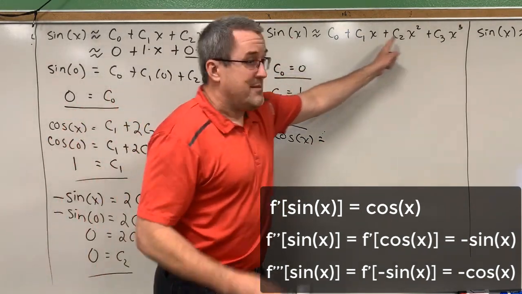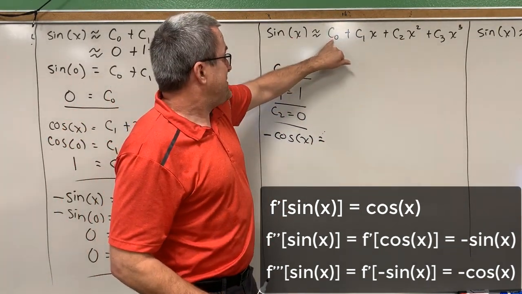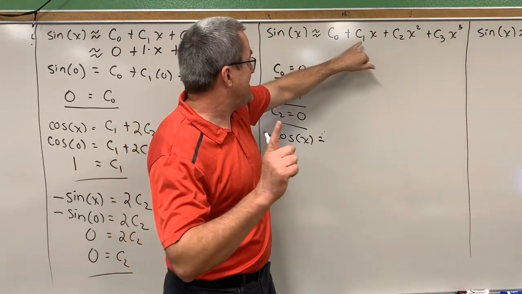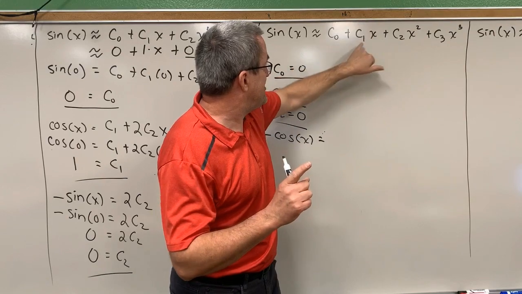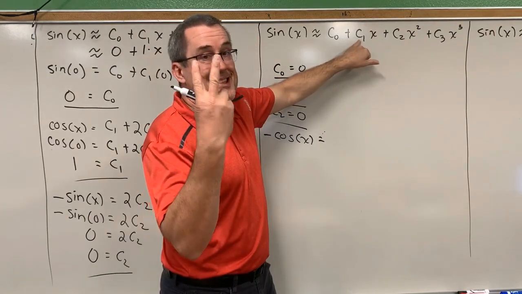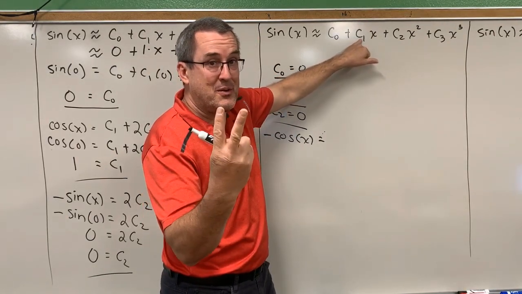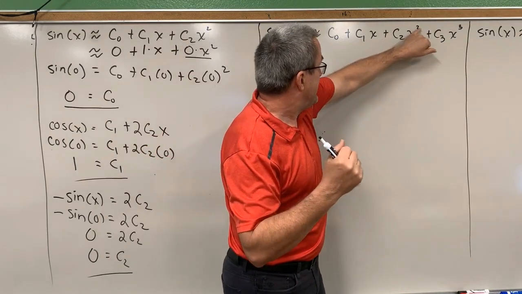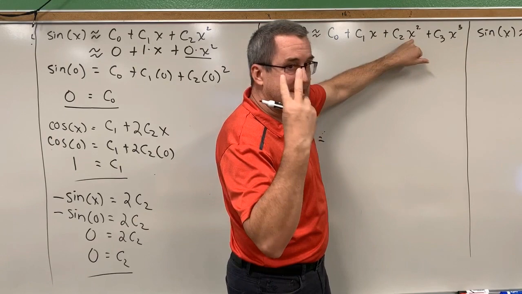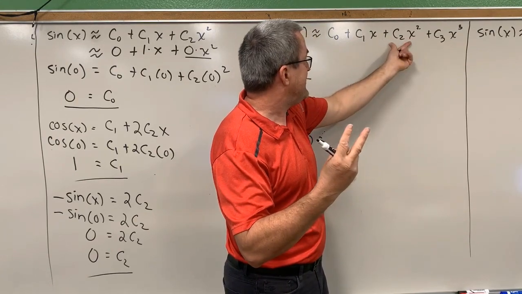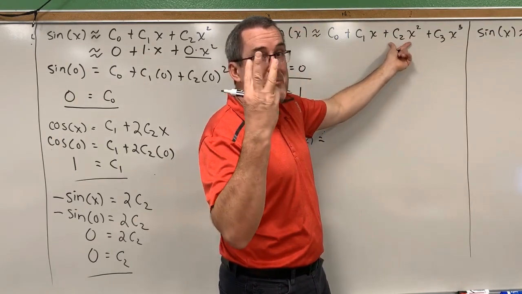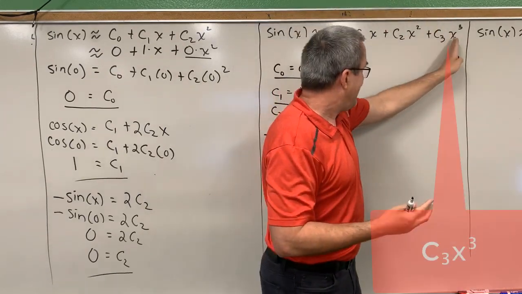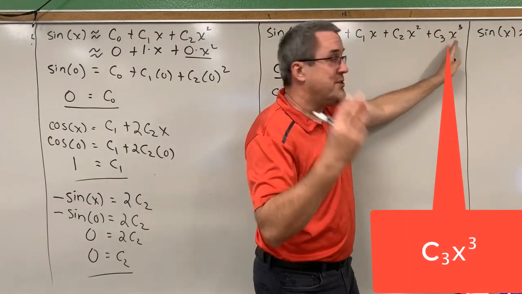Now over here, go slow. The first derivative will wipe out this constant. Now when you take the first derivative of this linear term, you just get c1. When you take the second derivative, that constant will go away. The derivative of this term, the first derivative will be 2c2x. The second derivative will just be the 2c2 constant. By the time you get to the third derivative, that term will go away. So now, we only have to focus on this, the third derivative.